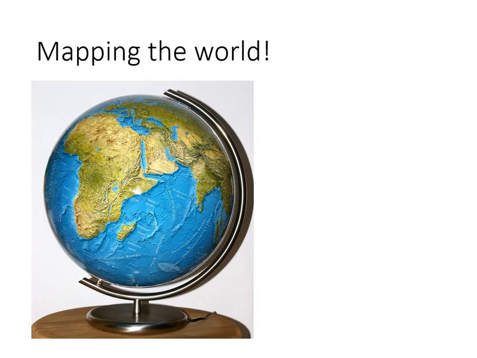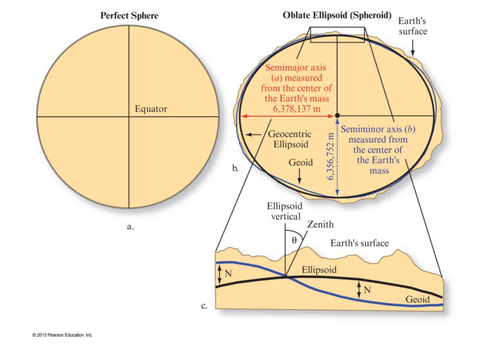Mapping the world. Let's think about actually mapping the world and how we can do that. It's a little bit more difficult than you might imagine. The Earth is not a perfect sphere. The Earth is an oblate ellipsoid, or an oblate spheroid, which is slightly ridiculous, but that is what it is.